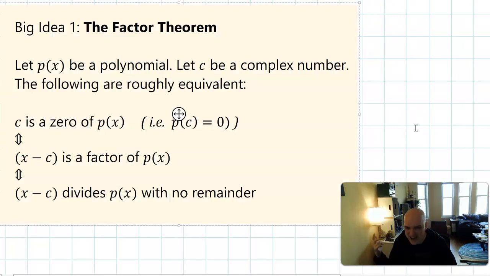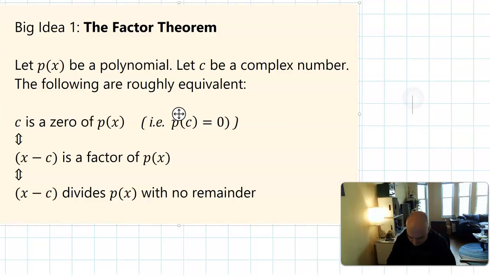So the first big idea of this section is something called the Factor Theorem. The Factor Theorem says that if p of x is a polynomial, we're going to use p of x instead of f of x for basically this entire section because we're always working with polynomials, but you can treat it like any other function. And c is a complex number, and remember again, complex numbers include all real numbers and all imaginary numbers and those things that are combinations of both, a plus bi.